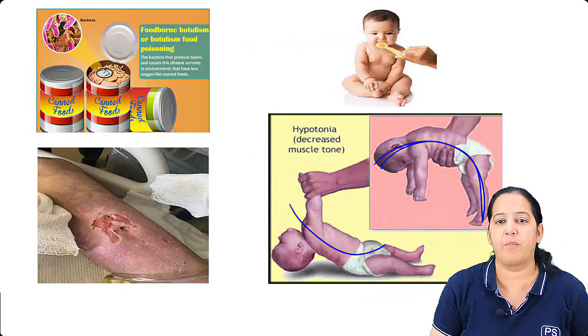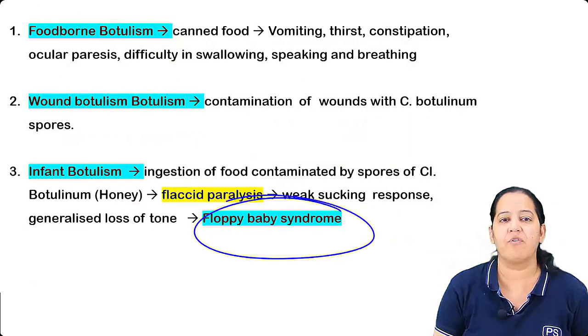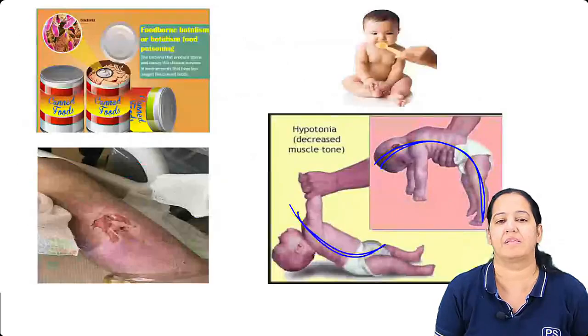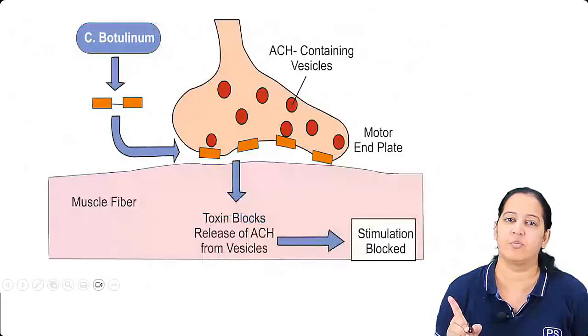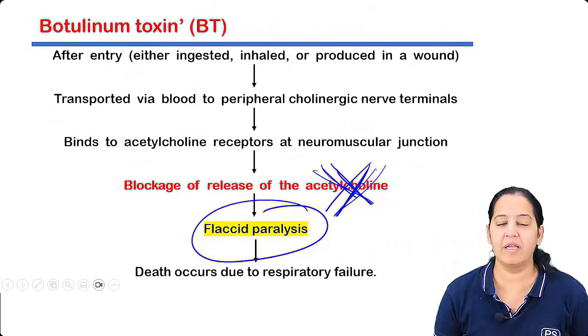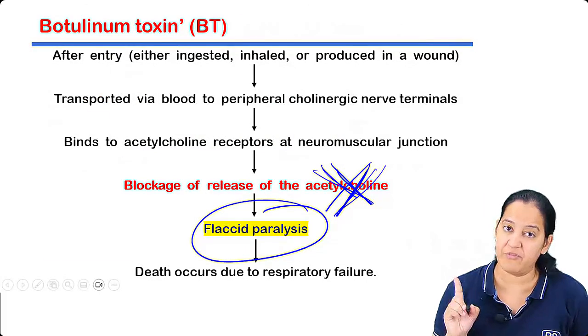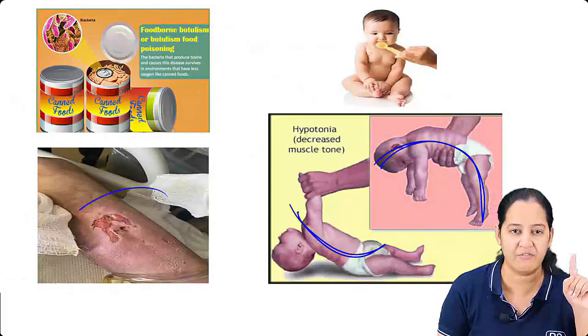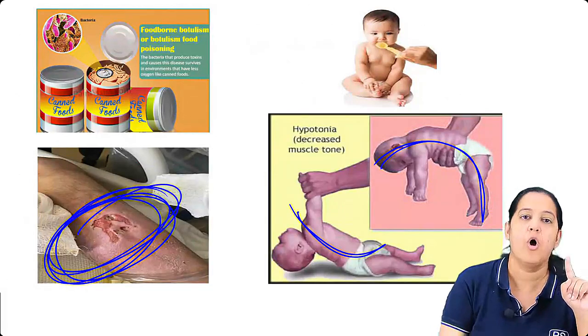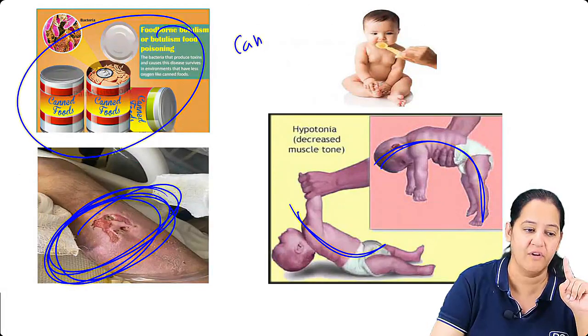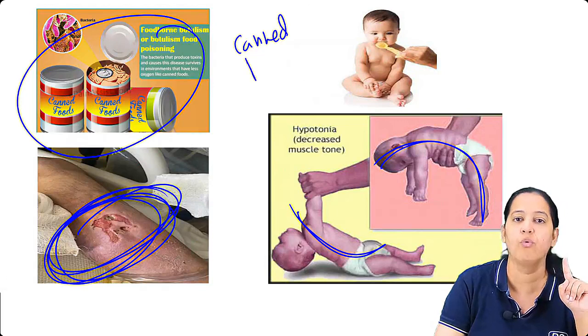It is known as floppy baby syndrome. What is it known as? Floppy baby syndrome. It's a flaccid paralysis. So how does it enter the body? I told you tetany enters the body from a wound. Here there are 3 ways. Either it enters from the wound, or through canned food. Learn the word canned. Canned food.